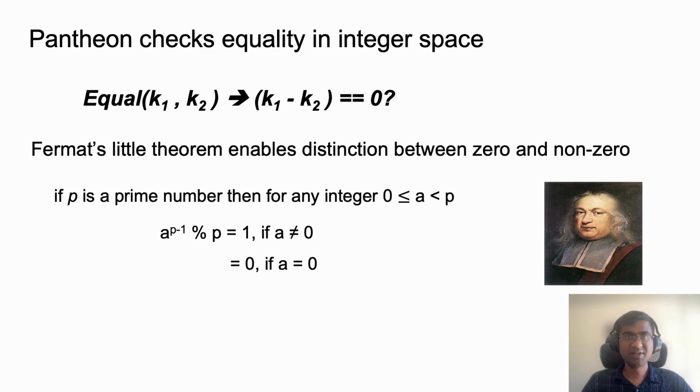So we can rewrite our equality operator using this expression for keys smaller than a predefined prime p, where we first take the difference of the keys, apply Fermat's Little theorem to distinguish between 0 and non-zero values, and then take one's complement of the value to obtain the equality in the desired format.